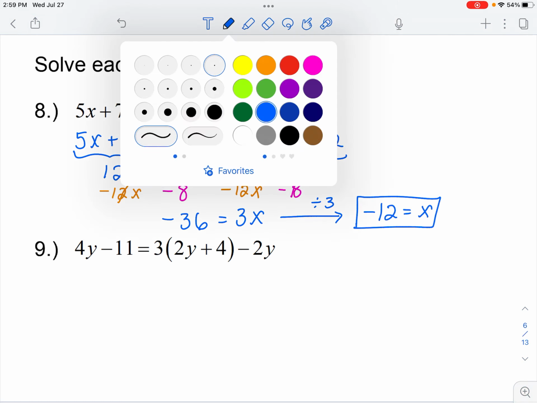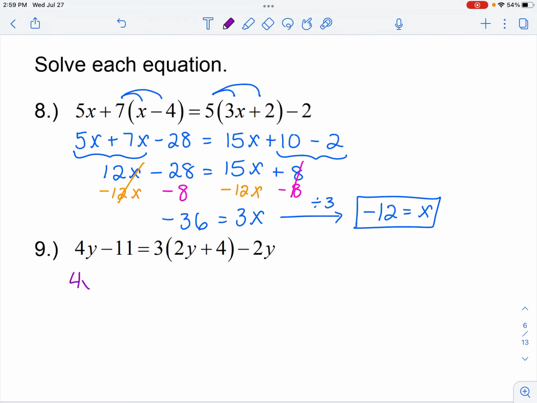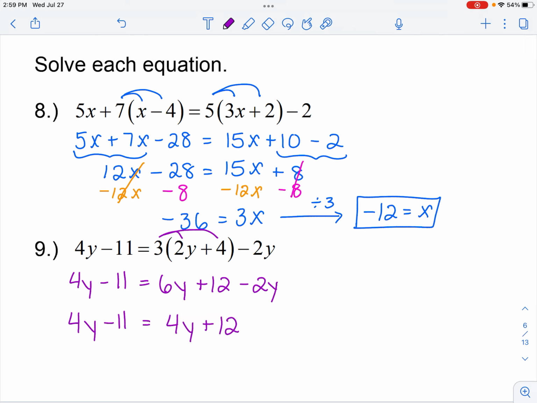For this second one, problem number 9, I've got 4y minus 11 equals, I'm going to distribute the 3 to get 6y plus 12, take away 2y. I'm going to combine like terms on the right, so 4y minus 11 equals, let's see, 4y plus 12. And now an interesting thing happens on this problem. I'm going to subtract the 4y from both sides, but it's going to cross off on both sides. And that's going to leave me with negative 11 is equal to 12. Well, that's not a true statement. These are not equal to each other, so that tells me that this equation actually has no solution.